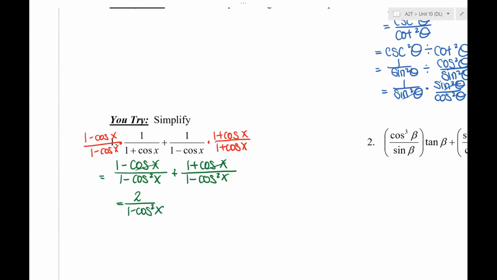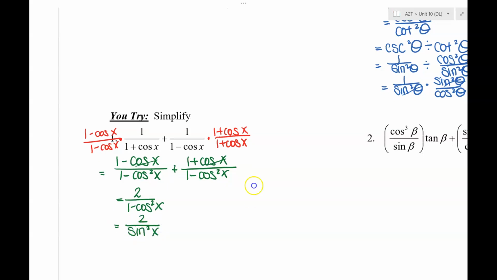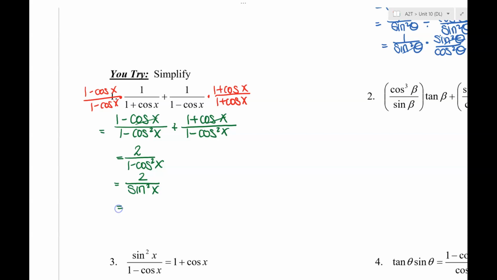1 minus cosine squared of x is an alternate form of the Pythagorean identity. So this becomes 2 over sine squared of x, but we are not done, ladies and gentlemen, because this is 2 times 1 over sine squared of x. So this becomes 2 cosecant squared of x. Now we are done. Do not leave fractions, okay? Change them into their reciprocals.